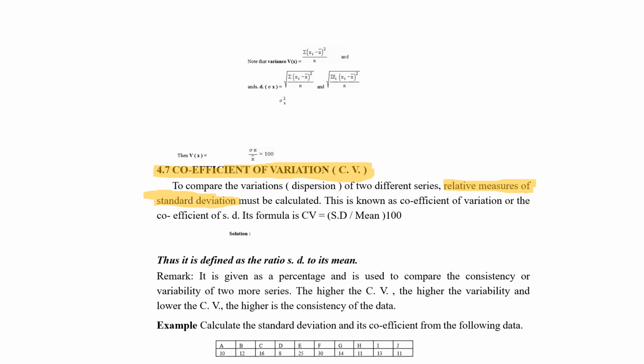Coefficient of variation, or coefficient of standard deviation, its formula is CV is equal to standard deviation divided by mean into 100. Here is the formula. That is coefficient of variation. Thus, it is defined as the ratio of standard deviation to its mean. It is given as a percentage and used to compare the consistency or variability of two series.